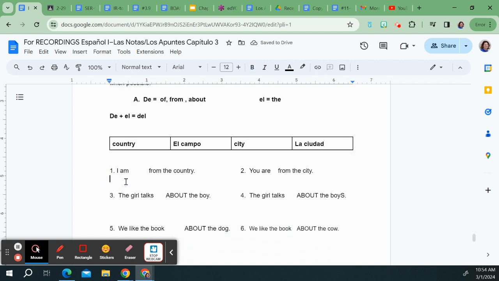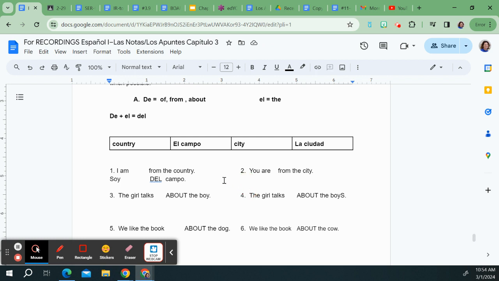So right down here, I am from the country. We know that being from a place is your origin, so soy, de, and then you have el campo. Now, anytime you have de and el right next to each other, you have no choice. It's not like in English where you can say I am today and I'm tomorrow. No, you've got to contract and it makes del. D-E-L. So you throw out that E, smash them together and you get del.